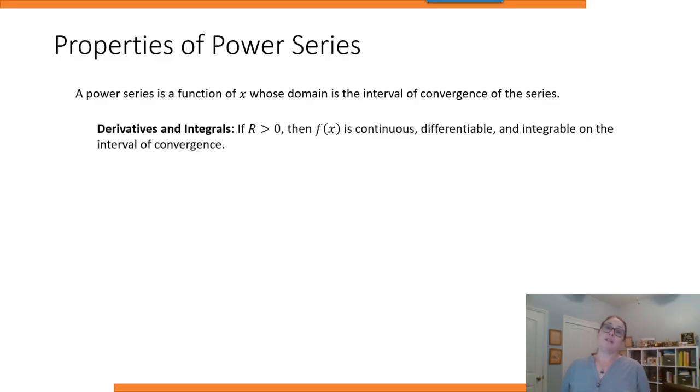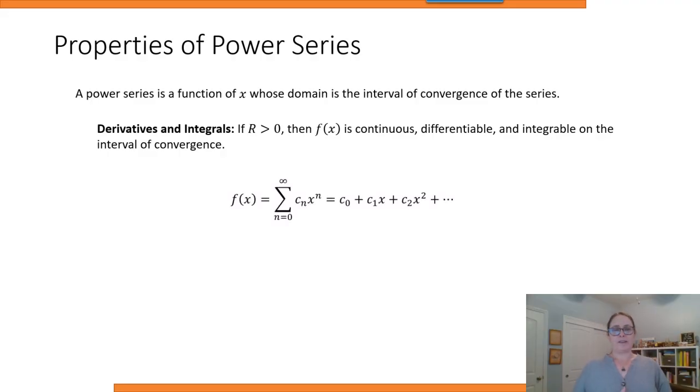Now, if the radius of convergence is greater than 0, so it converges at more than just its center, then this power series function is going to be continuous. It's going to be differentiable, and it's going to be integrable. So I can take the derivative, I can find the integral of a power series as long as its radius of convergence is greater than 0.